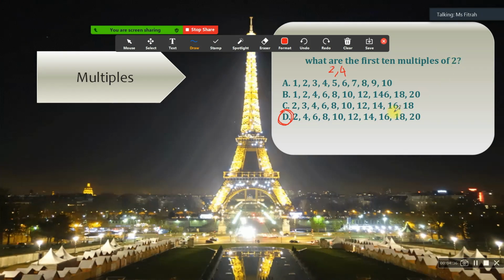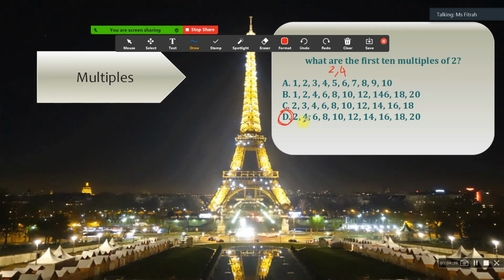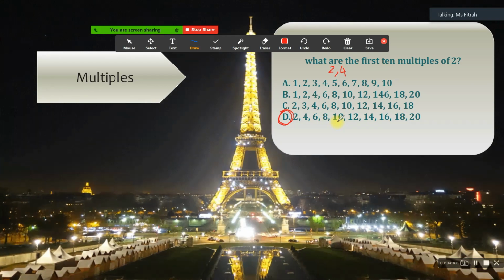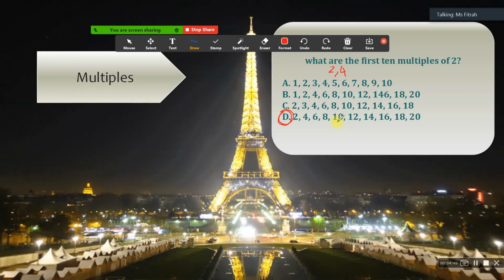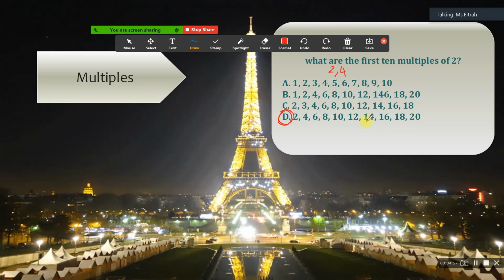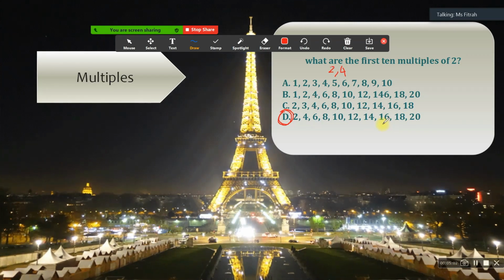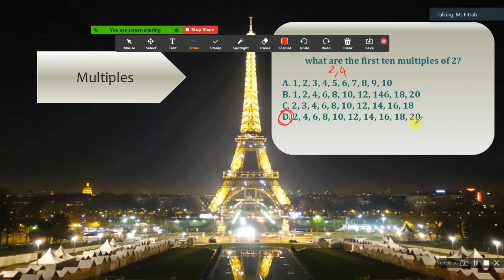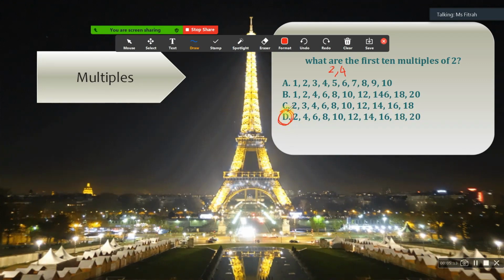2 times 1 becomes 2. 2 times 2 becomes 4. 2 times 3 becomes 6. 2 times 4 becomes 8. 2 times 5 becomes 10. 2 times 6 becomes 12. 2 times 7 equals 14. 2 times 8 becomes 16. 2 times 9 becomes 18. And then 2 times 10 becomes 20. Yeah. So the answer is D.